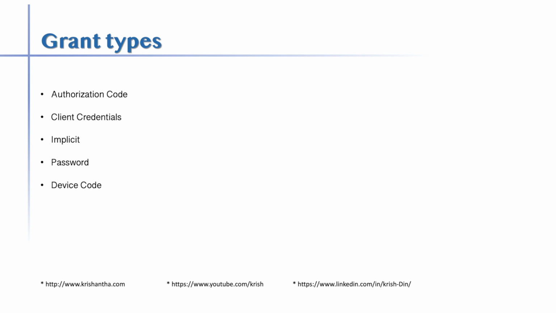Okay. So then there are a few grant types: authorization code grant type, client credential grant type, implicit, password, and device code. Authorization code grant type is the widely used grant type. I'll probably do another video about that, because in the last video I did part 1 of the security in SJS. I'm going to do part 2 probably in a few days.